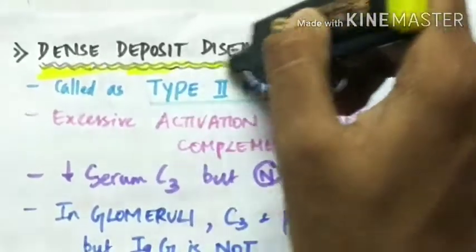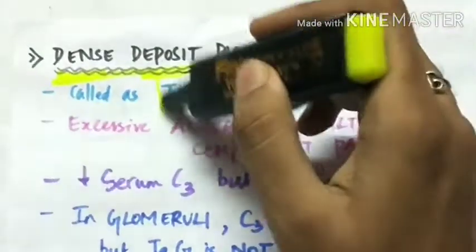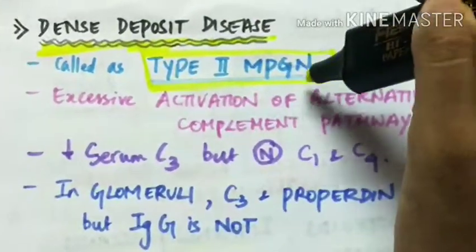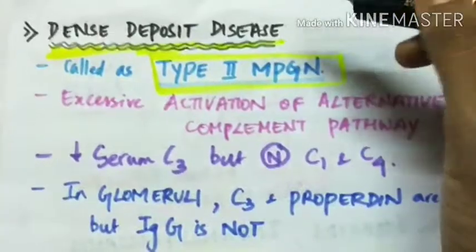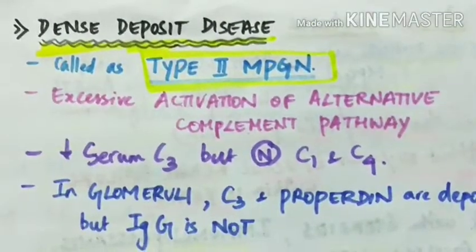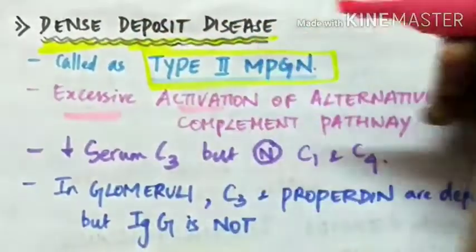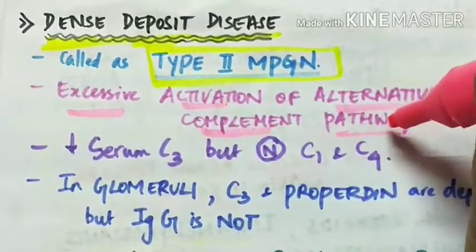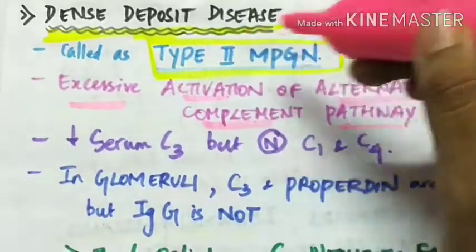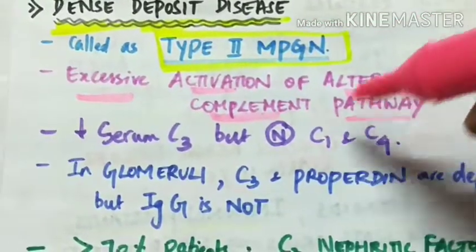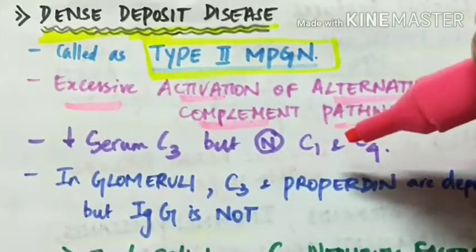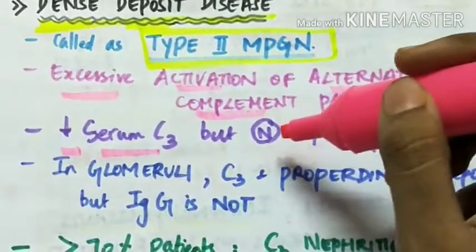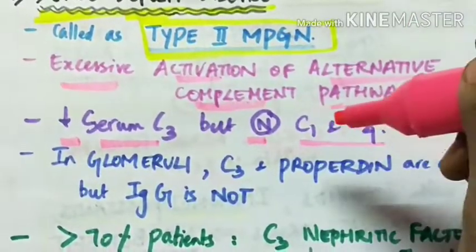Next is the dense deposit disease, which is type 2 MPGN. As we have already seen, type 2 MPGN is also called dense deposit disease. In type 2 MPGN, there is excessive activation of the alternative complement pathway. So here only the alternative complement pathway is activated, whereas in type 1 MPGN, both classical as well as alternate complement pathways are activated. So here there is decreased serum C3 levels but normal C1 and C4 levels.